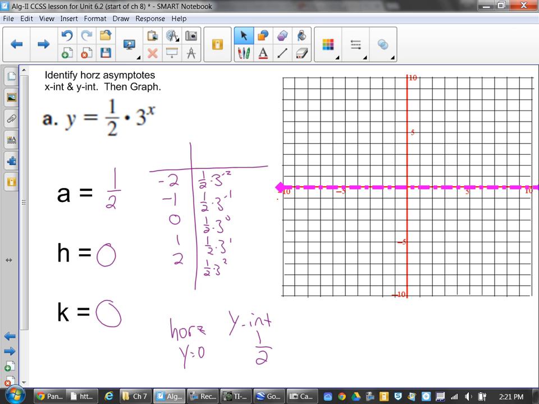Good. What's 3 to the negative 1? What's 1/3 times 1/2? Good. 3 to the 0? 1/2 times 1 is? There's your intercept again. See how that works out? 3 to the 1 times 1/2. 3 halves, good. And then 3 squared. So it becomes 9 halves.